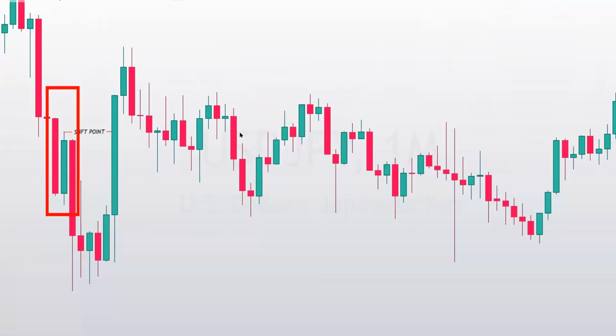If there's any question so far on how to spot these shift points, you may ask. No question. You can continue.